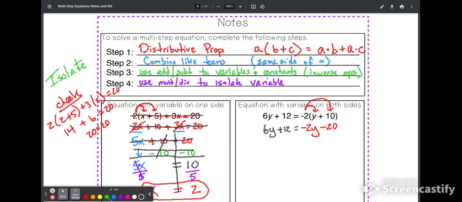All right, at this point, the interesting thing is that we look at the next step, which is combining like terms. There are no like terms. When I look at this side of the equation right here, I'm just going to go ahead and circle that. There are no like terms. I can't put 6y and 12 together. And when I look at this side of the equation, there are no like terms. There's nothing I can put together. The negative 2y and the negative 20 don't go together.